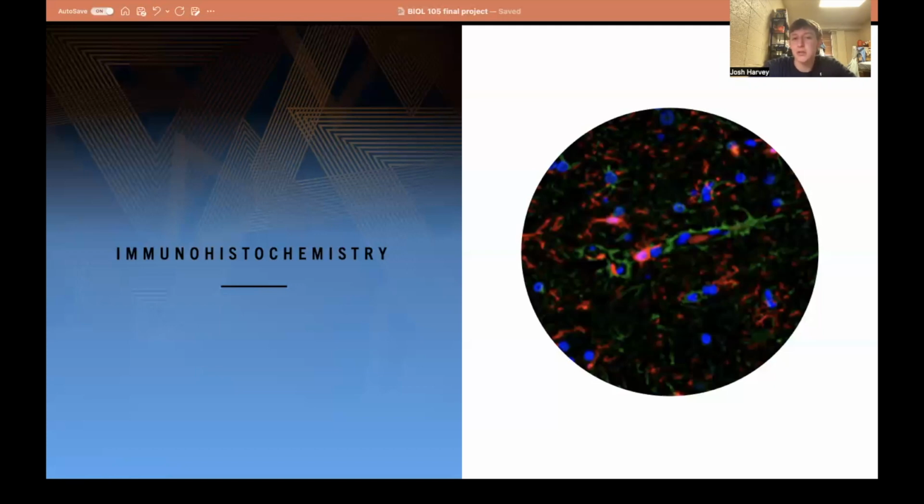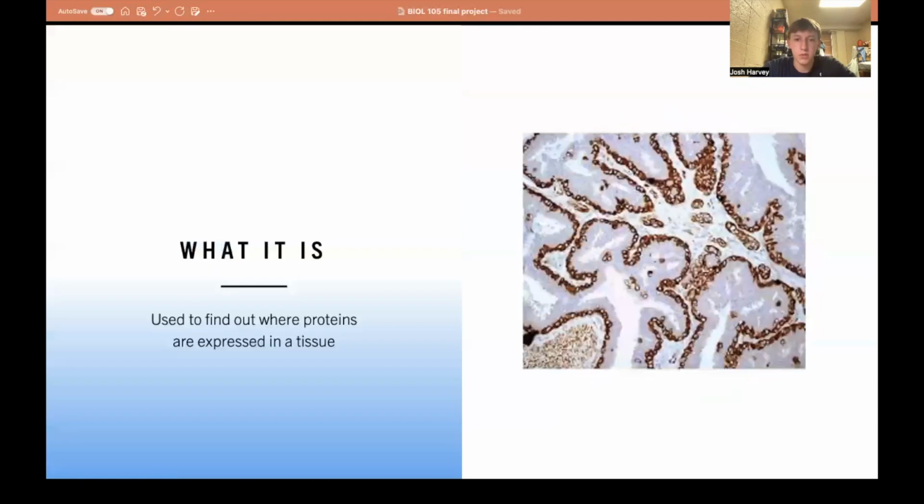Immunohistochemistry is used to diagnose many other diseases, such as an array of cancers. So, what exactly is immunohistochemistry?